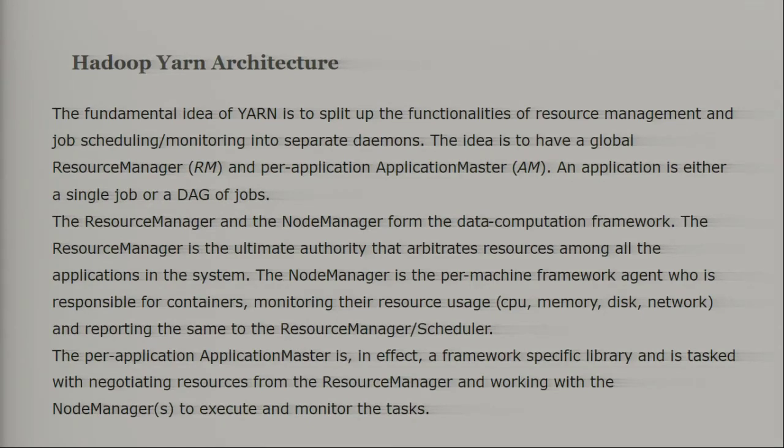Now, the next point you need to understand is that the per-application master is in effect a framework-specific library and is tasked with negotiating resources from the resource manager and working with node managers to execute and monitor the tasks. I told you this just a few minutes back, about what exactly the application master is doing. What is the effect of it? What is happening there? The effect is basically a framework-specific library, which has certain tasks for negotiating with the resource manager. These are the operations, the functionality. It is a specific library which will compute that, and the task is to negotiate with the resources to acquire them.